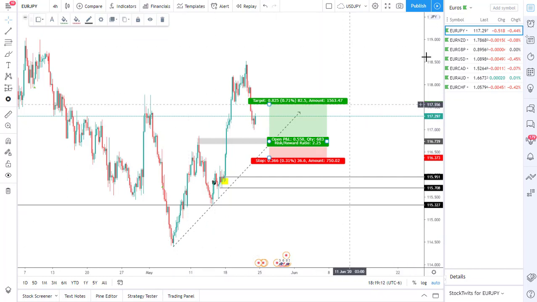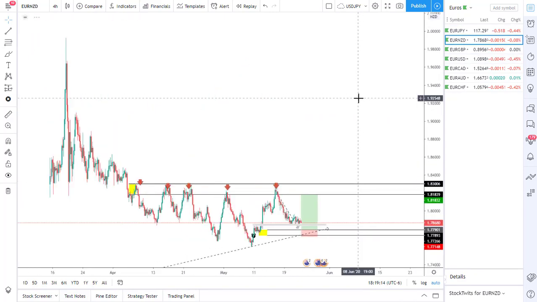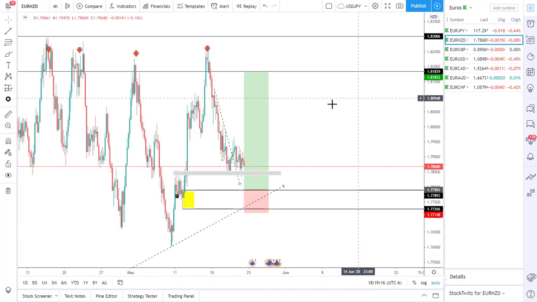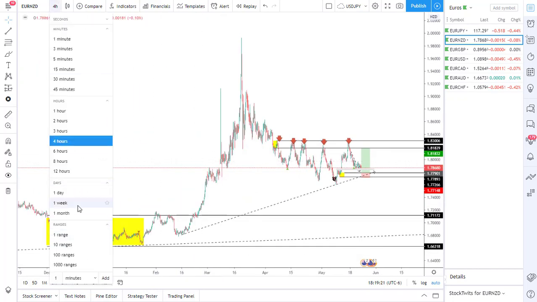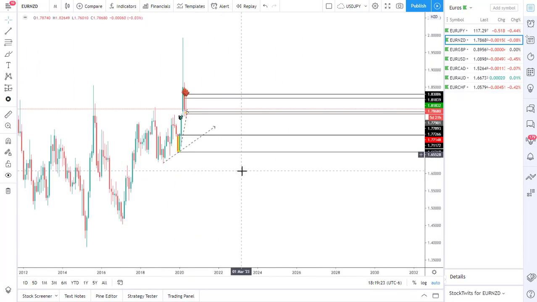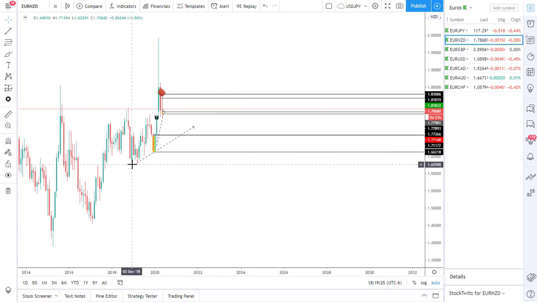Now next one is Euro NZD. It's basically the same thing. We have an imbalance here in the 4-hour time frame. Here I can identify the structure, which is bullish. We have a monthly uptrend. Let's move to the weekly.